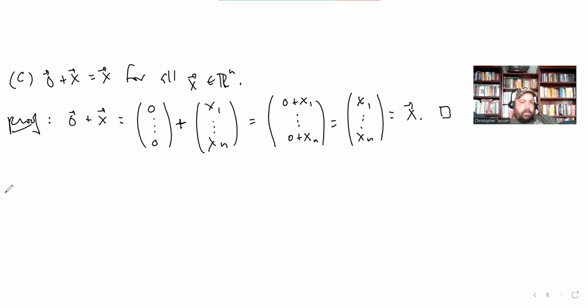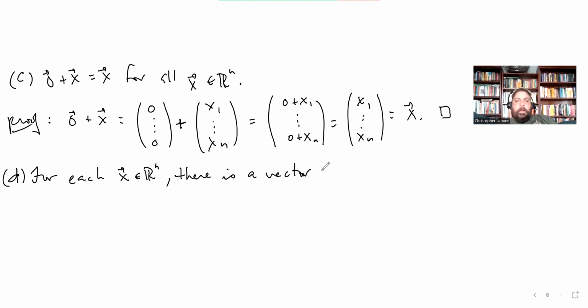Can I fit letter D in here? Maybe I can squeeze it in. So letter D says for each x in Rn, there's a vector negative x so that x plus negative x is the zero vector. In other words, there exist additive inverses, so proof.